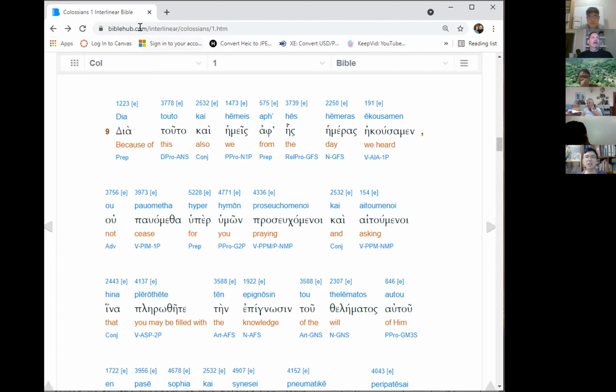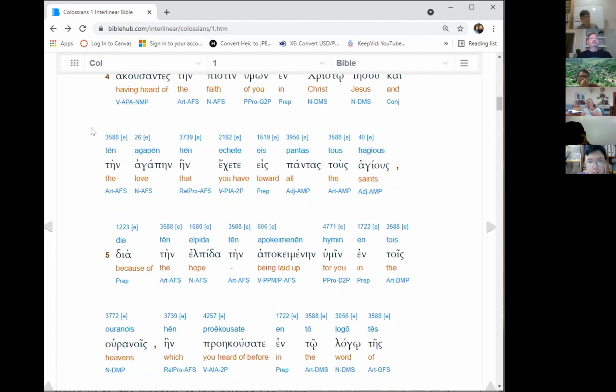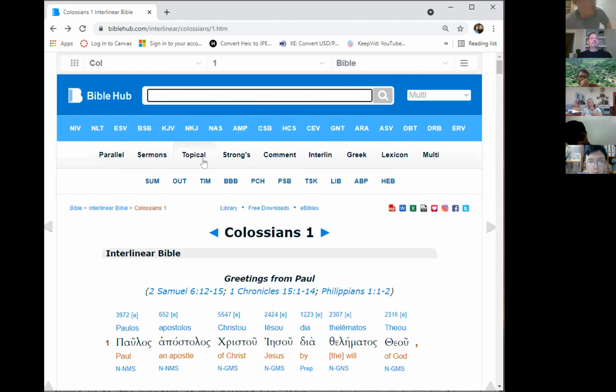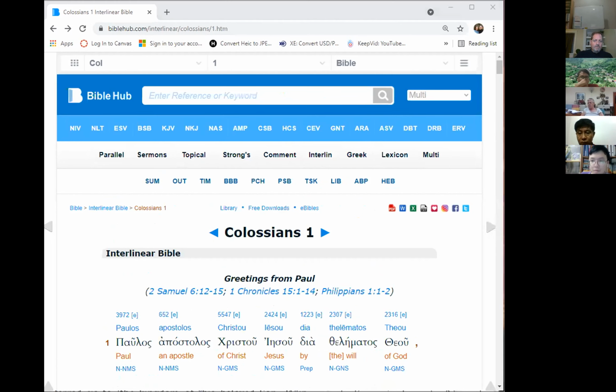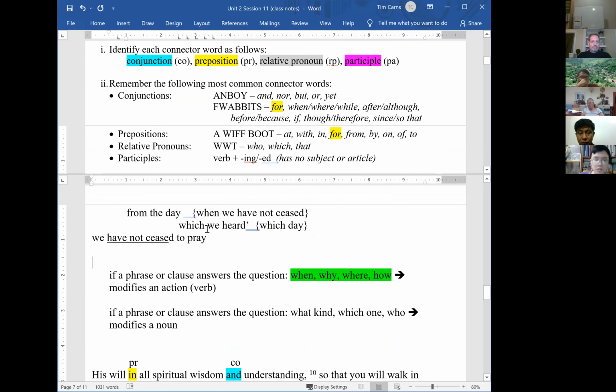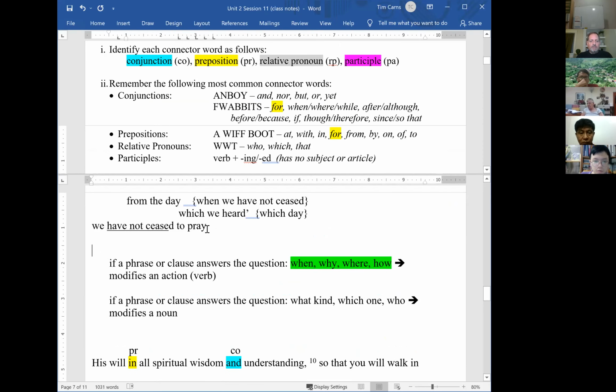Okay, so again, that's BibleHub.com. At the top there are different options of things to look at. The Interlinear is the one I was showing you, but there's a lexicon, there's other sermons, there's a lot of helpful resources on this website. All right, let's get back to identifying these connector words.